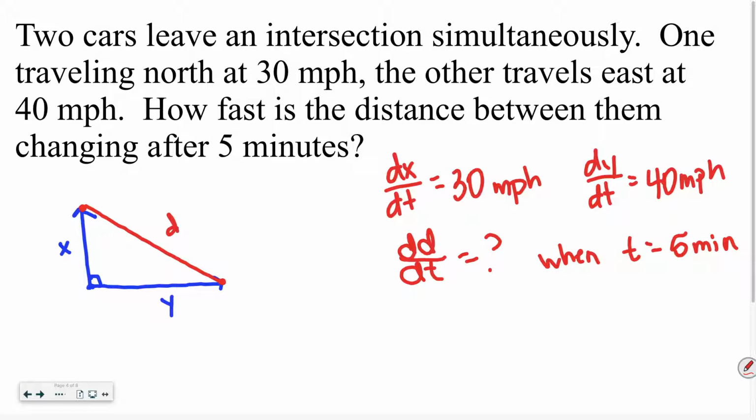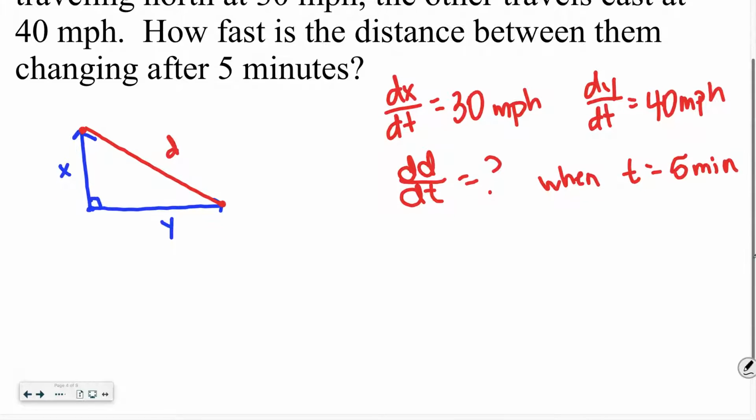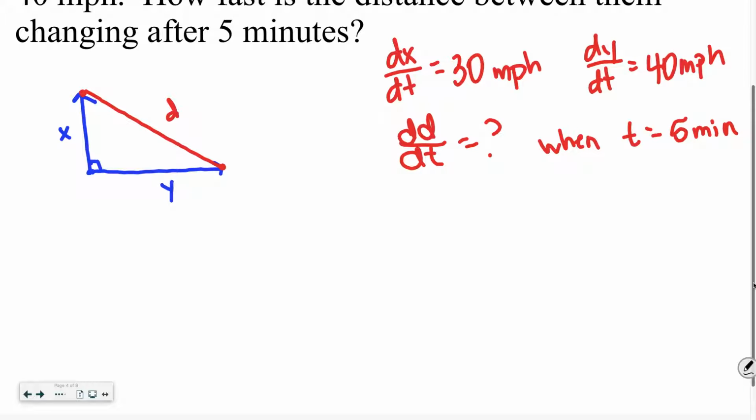Now, Andre, you noticed a problem right off the bat. We have a time in minutes, while everything else is in miles per hour. So we will have to keep that in mind, but we'll come back to that. Let's go to our equation. How might we write an equation involving x, y, and d? Oh, the Pythagorean theorem. We have a right triangle. Let's use it.